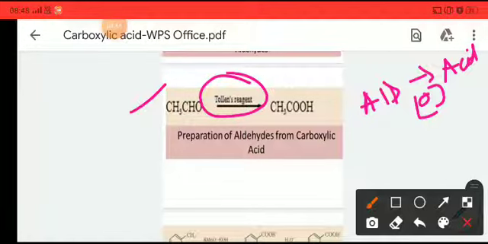Here the Tollens reagent is used to oxidize the aldehyde and make it an acid, that is, here acetaldehyde to carboxylic acid, that is acetic acid.